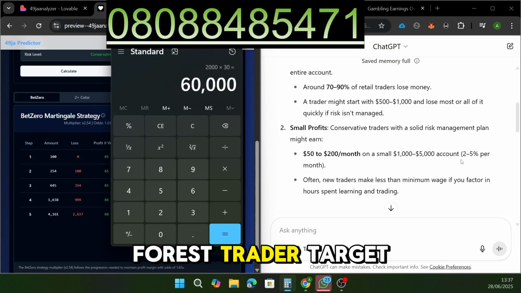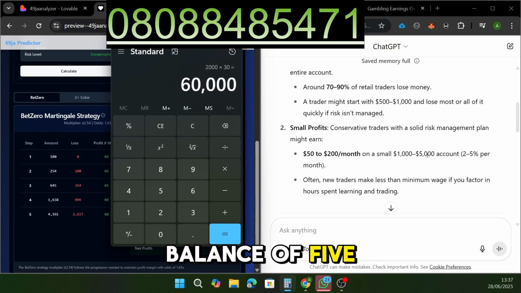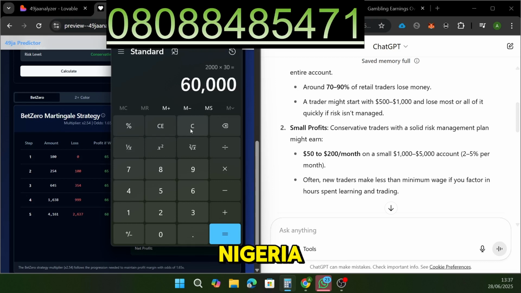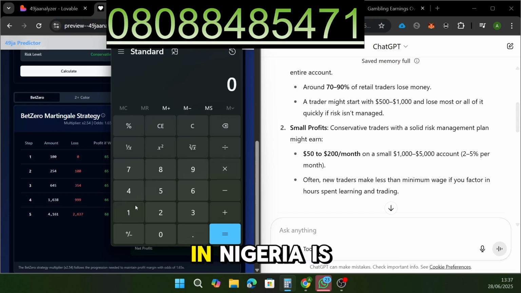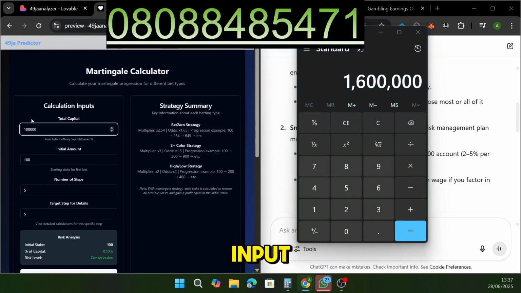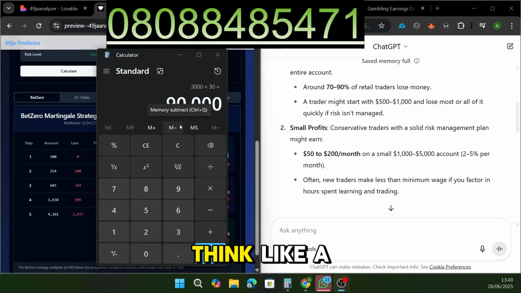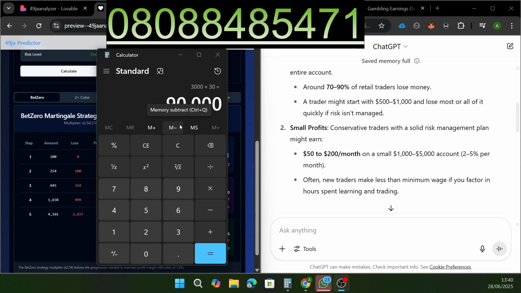So as you can see, a forex trader targets 2 to 5% per month with a balance of $5,000. Because I'm in Nigeria, $1,000 in Nigeria is around 1.6 million. So if I go to my calculator here and input it. In conclusion, as a gambler, if you think like a forex trader and manage your risk, for sure you will be very successful betting. That's just it, guys.